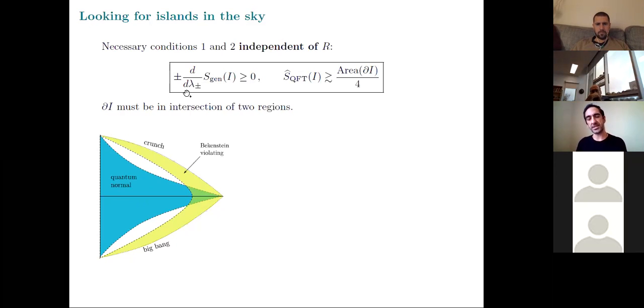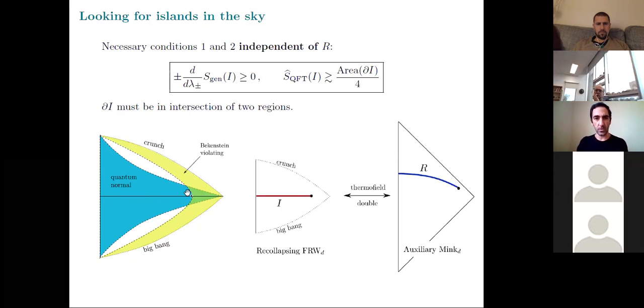Okay, as I said, these are necessary conditions. So it's not clear that you can necessarily have an island that exists with its endpoint in this region. But one of the things we did is compute in a particular example and show that you can actually have this spacetime host an island.